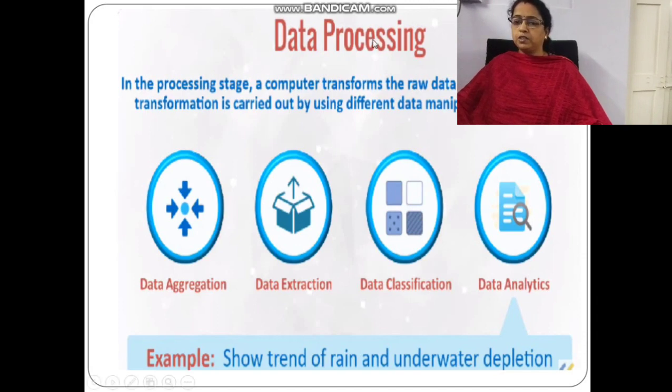Coming to data processing. So what is data processing? In this processing stage, a computer transforms the raw data into information. The transformation is carried out using different data manipulation techniques. Here you can see data aggregation is done, then extraction of the useful information, then classification, and then data analytics. This example shows how the trend of rain and underwater depletion can be measured using a machine learning algorithm or any kind of AI-based algorithm.